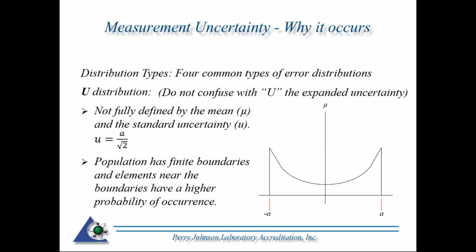And a U distribution. So it's not fully defined by the mean and the standard uncertainty. We have our divisor there. The population has finite boundaries and elements near the boundaries have a higher probability of occurrence. So again, going to my heating and cooling and temperature distribution there, you have other ones that are called boundary driven heating and cooling systems. So for example, if you have your lab set at 20 degrees C plus or minus 2 degrees C, it's going to start changing as it gets closer to the boundary, i.e., as it approaches 20.2 or 19.8, that's when the heating and cooling elements are going to come into play.